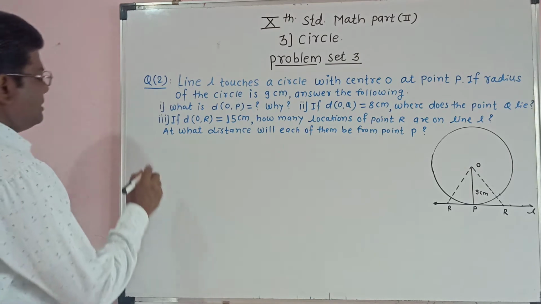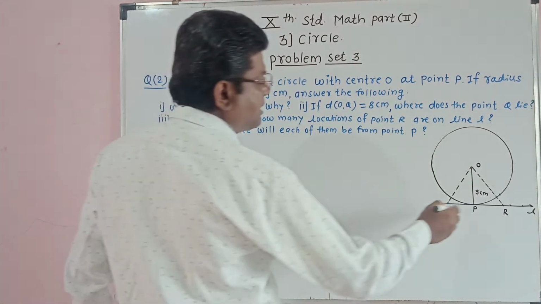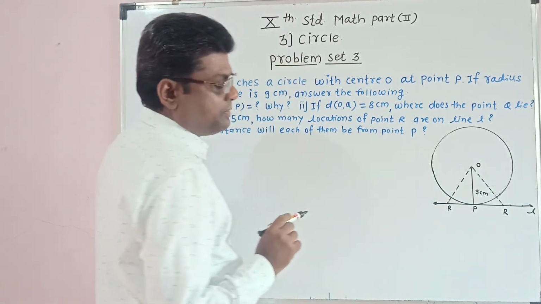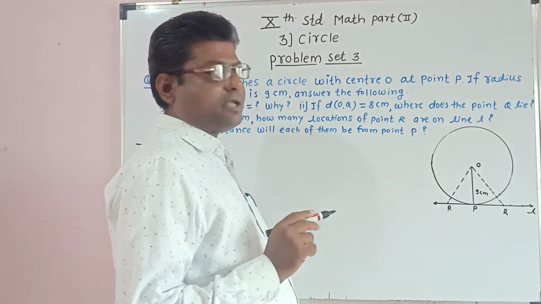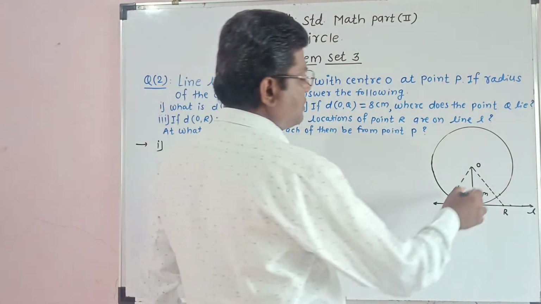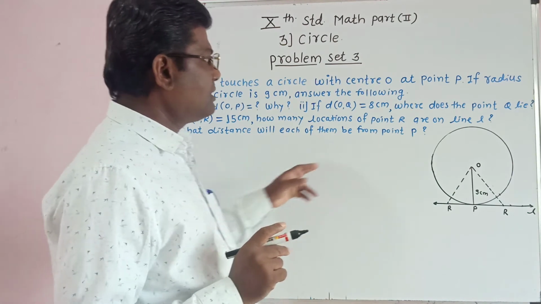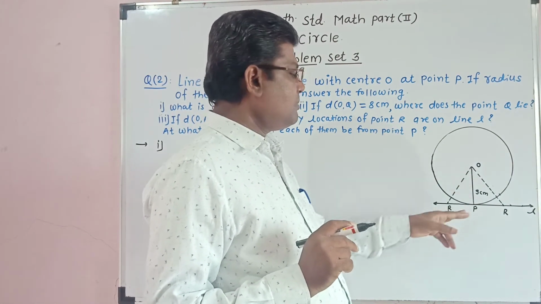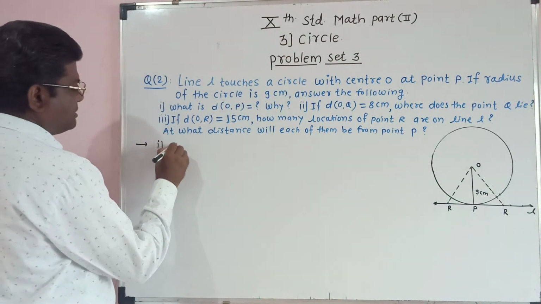So let's solve number 1. Here line L touches the circle at point P. So point P is a point of contact, that point is on the circle. So OP is a radius of a circle and we have given radius of a circle as 9 centimeter. Therefore distance of OP is 9 centimeters.